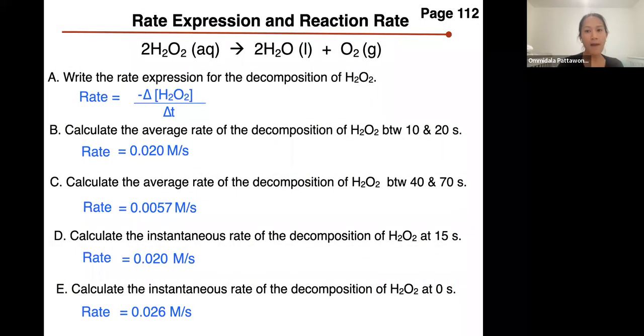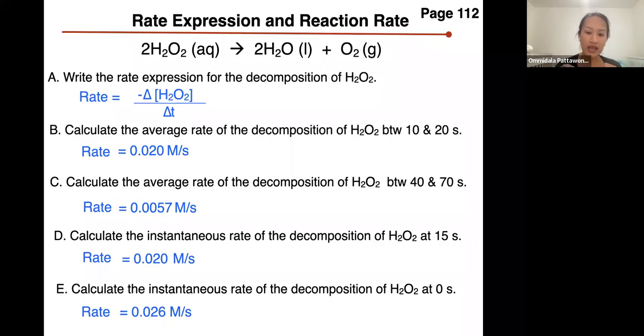Now I'm going to summarize what we just calculated so that you understand a little bit better. For A, we looked at how we can write out the rate expression. This rate expression allows us to calculate the rate, and it can be used for both the average rate and the instantaneous rate. To find the average rate, the two times will be given, so it gives you the range of time and you should be able to find the change in concentration right away.